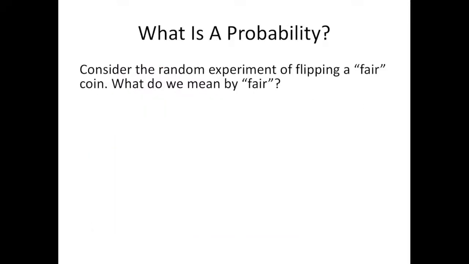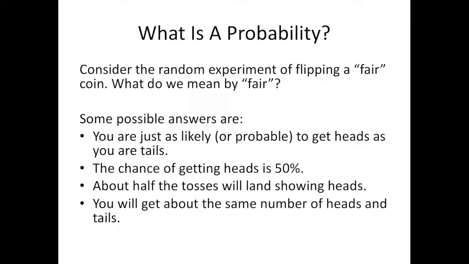So what about probabilities? That would be the third component of our mathematical model of a random experiment. Well, the thing about probability is consider the random experiment of flipping a fair coin. What do we mean by fair? Now there's several possible answers to this question depending upon a person's background. Some common ones I've gotten in the past from students are: you're just as likely or probable to get heads as you are tails. The chance of getting heads on a coin flip is 50%. Other students have said about half of the tosses will land showing heads. Finally, a few students will say you will get about the same number of heads and tails.